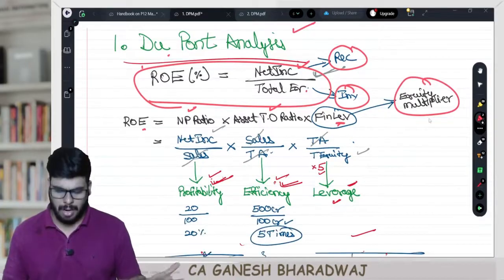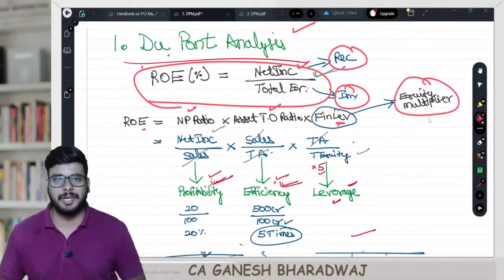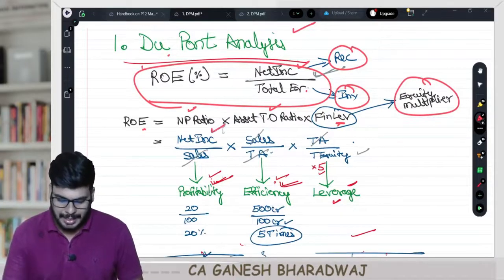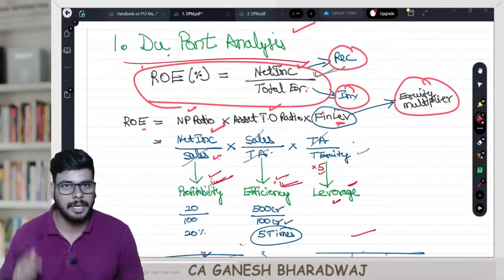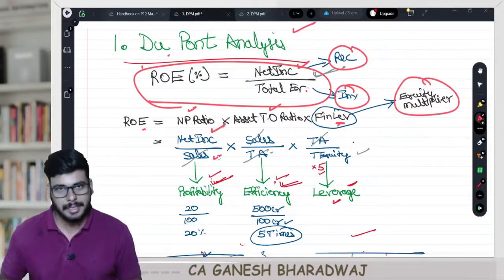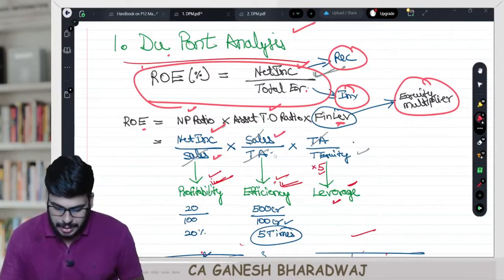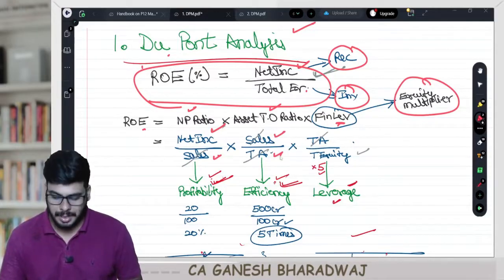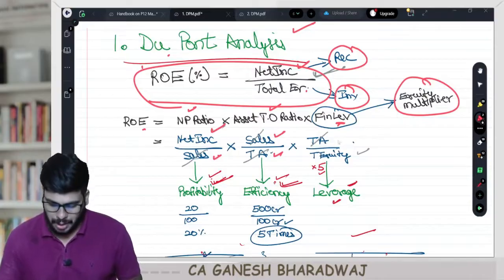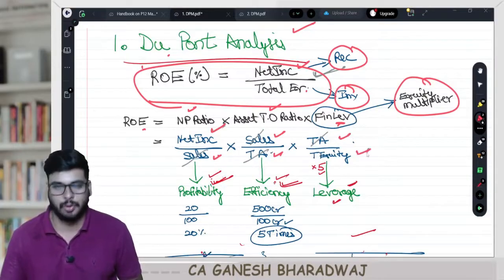Now, sir, how does this work out, sir? Net profit ratio, what is the formula? Net income divided by sales, correct? Net income divided by sales, yes. Asset turnover ratio, what is the formula? Sales divided by total assets. Then financial leverage, the formula is total assets divided by total equity.